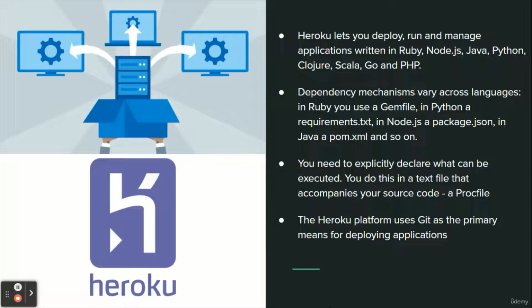One requirement is informing the platform as to which parts of your application are executable. You do this in a text file named Procfile. Each line declares a process type and a named command that can be executed against your application.